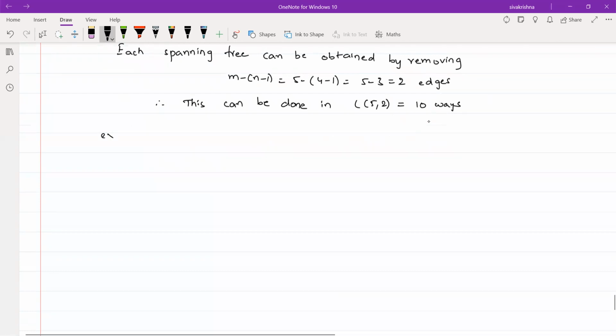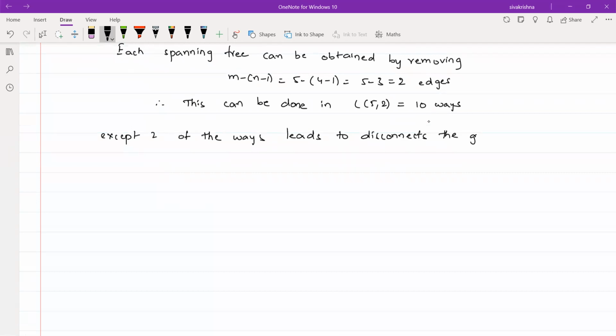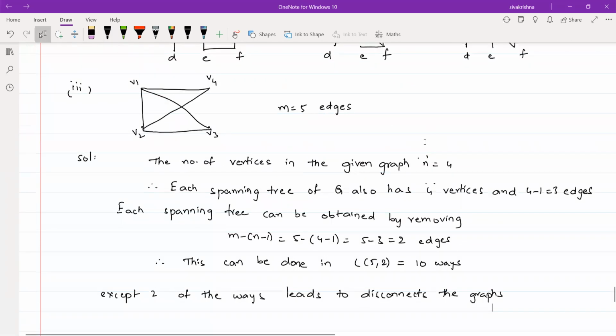So except 2 of the ways that lead to disconnecting the graph. And those 2 ways are coming from the graph. If you remove the edges v1 v3 and v2 v3, this is one way. Whenever we remove those 2 edges, the graph is disconnected. Okay, that is one way.